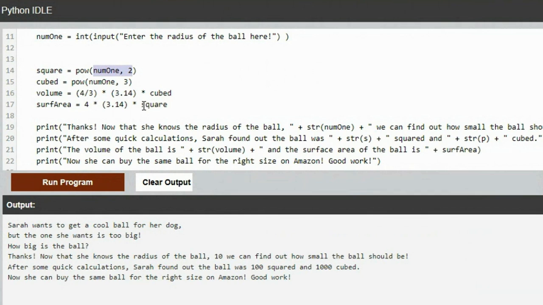Now we could have just calculated right here. We could move this calculation to right here and not even need this line, but that's okay to calculate that ahead. I'm going to square it, and I'm going to cube it, and then I'm going to use that square and cube in my volume and surface area calculations.